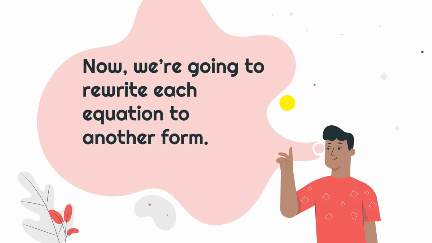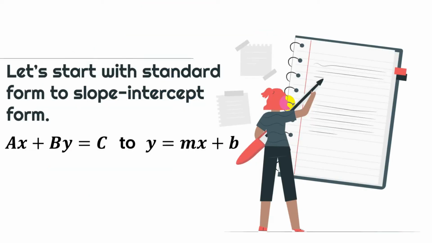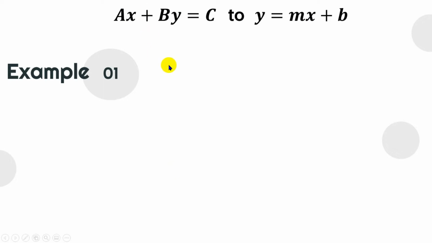Now we're going to rewrite each equation to another form. Let's start with standard form to slope-intercept form. Ax plus by equals c, to y equals mx plus b. Again, this is the standard form and this is the slope-intercept form. Example number 1. Again, you have to remember these two forms.